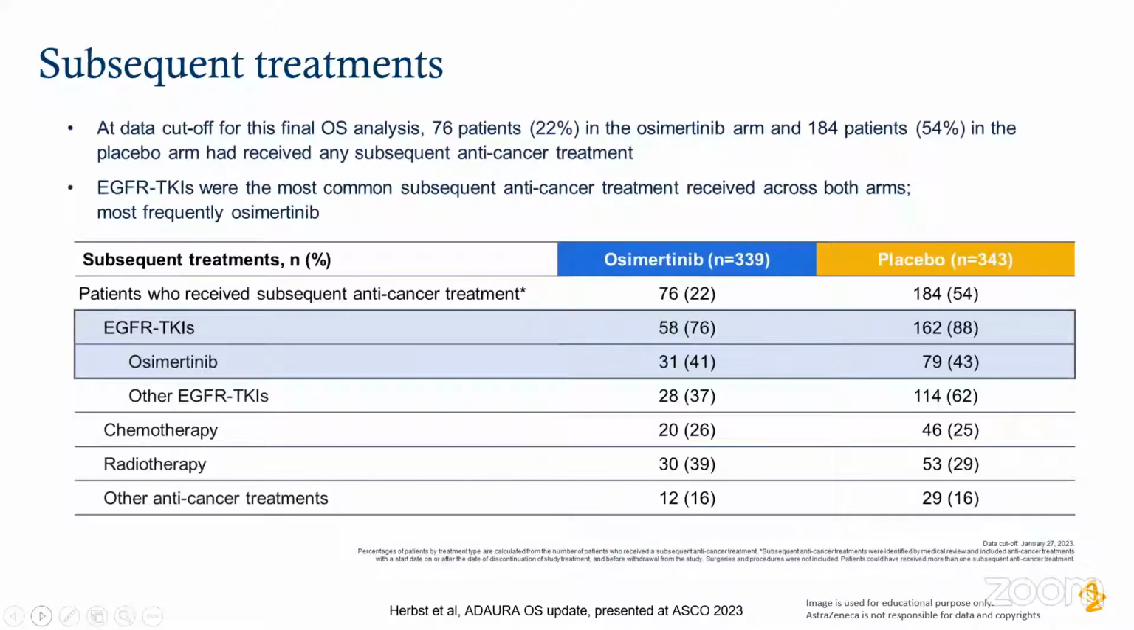And coming to subsequent treatments, majority of the patients, almost 54% in the placebo arm, went on to receive subsequent therapy, including 43% who actually took osimertinib. So in spite of so much crossover, the benefit is still maintained in both DFS as well as OS, which speaks of the benefit actually being driven through this drug. Next slide.